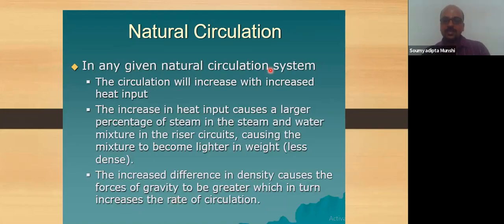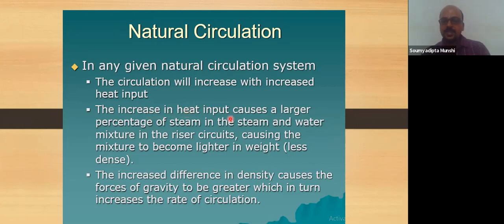So in any given natural circulation system, the circulation is increased with increased heat input. As the heat input, or the heat energy of the hot gases, increases, more water is converted to steam. So there is more of the mixture of steam and water. As the mixture is lighter, then due to the higher density of the water from the downcomer, it goes back to the drum and the circulation process will increase.